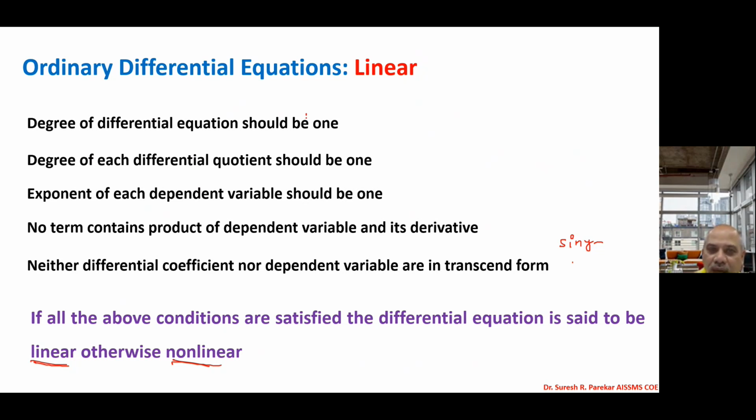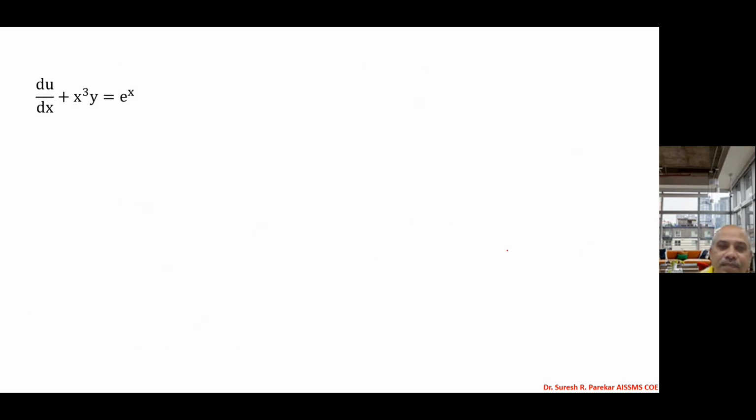So the degree should be 1. The power of all coefficients, the degree of all differential quotients should be 1. The power of the dependent variable should be 1. No term contains a product of two terms which relate to the dependent variable. So we should not have y into y, that is y square, y into dy by dx, y into d2y by dx square, likewise. Neither the differential coefficient nor the dependent variable is in transcendental form. That we have seen, that is sine, cos, likewise.